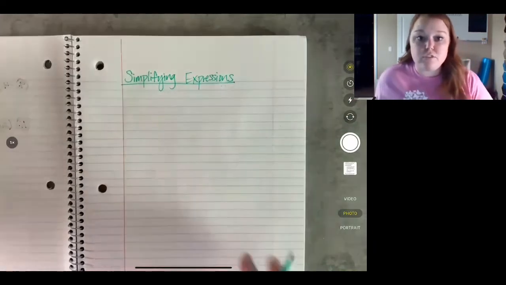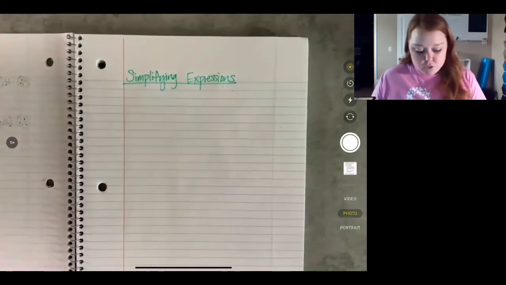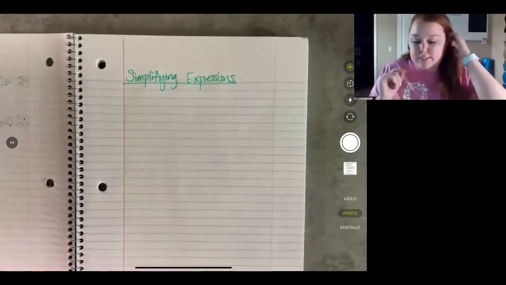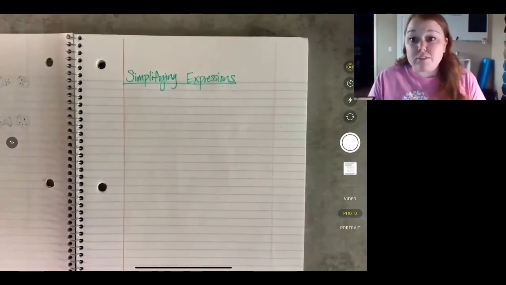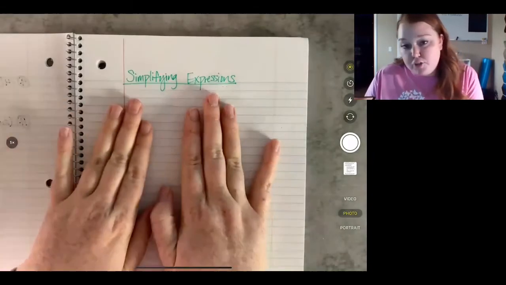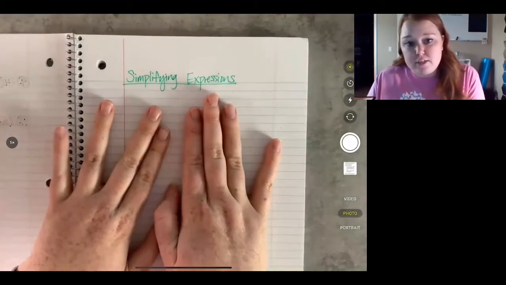Simplifying expressions. Okay, so this is going to kind of take the last couple lessons and put it all together, which is a beautiful thing. The notes should hopefully go quicker than other lessons.